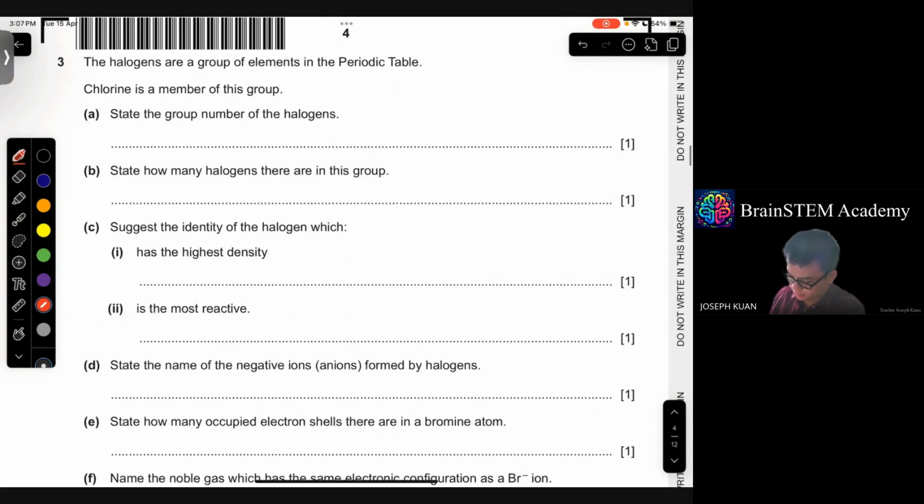Moving on, the halogens are a group of elements in the periodic table. Chlorine is a member of this group. Take the group number of halogens, that will be group 7, and state how many halogens there are in the group. Look at the periodic table, there are 6 of them. Suggest the identity of the halogen which has the highest density, which is the one at the bottom. Going down the group, density increases, and that will be Tennessine.